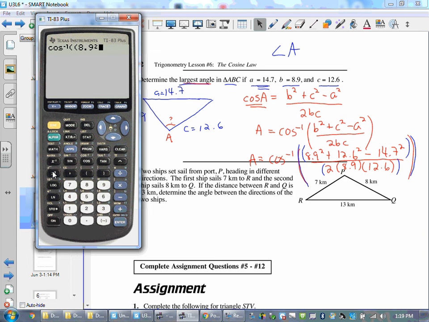So 8.9 squared plus 12.6 squared minus 14.7 squared, closing that bracket, then dividing it by bracket. You said 44, not 14. Oops. Then we're dividing it by 2 times 8.9 times 12.6, close bracket, and final close bracket. Press enter.